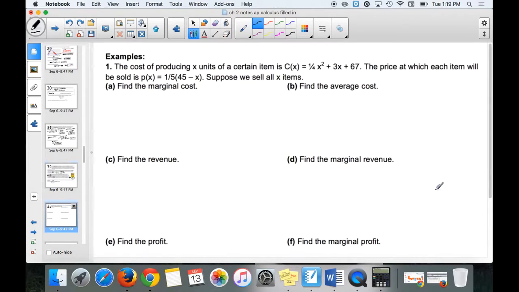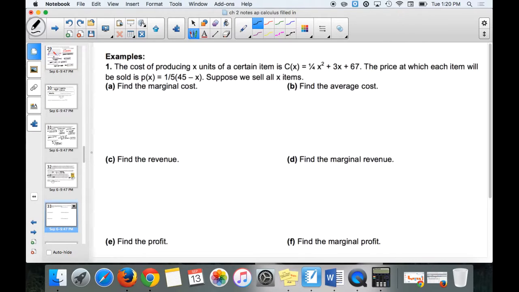All right, so let's do an example. The cost of producing X units of a certain item is C of X equals 1/4 X squared plus 3X plus 67. The price at which each item will be sold is P of X equals 1/5 of 45 minus X. Suppose we sell all X items. Find the marginal cost.